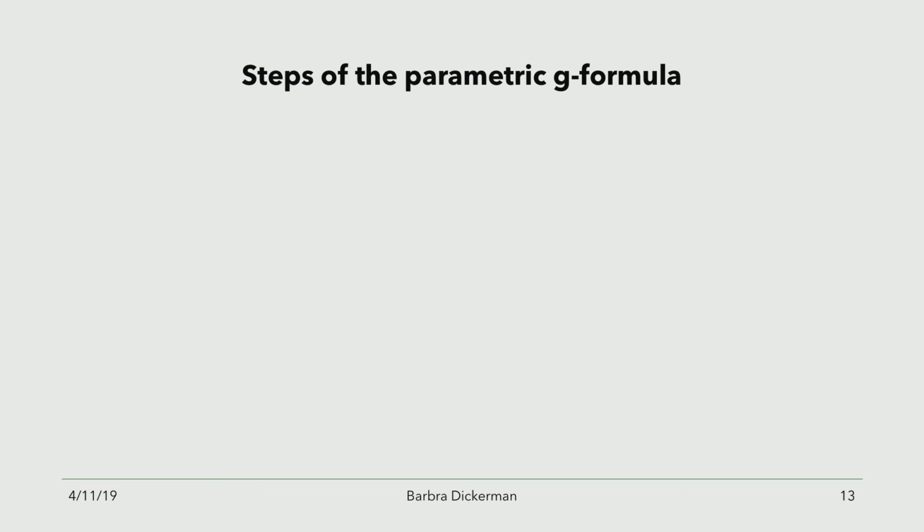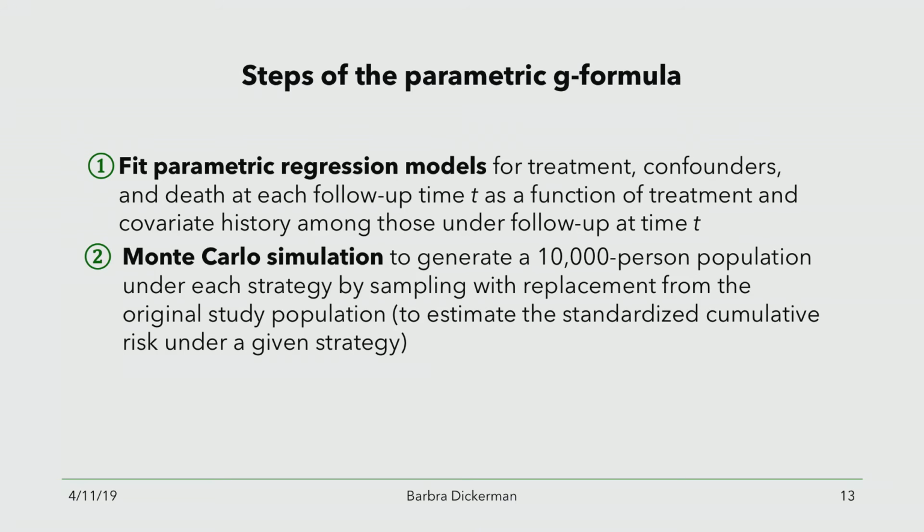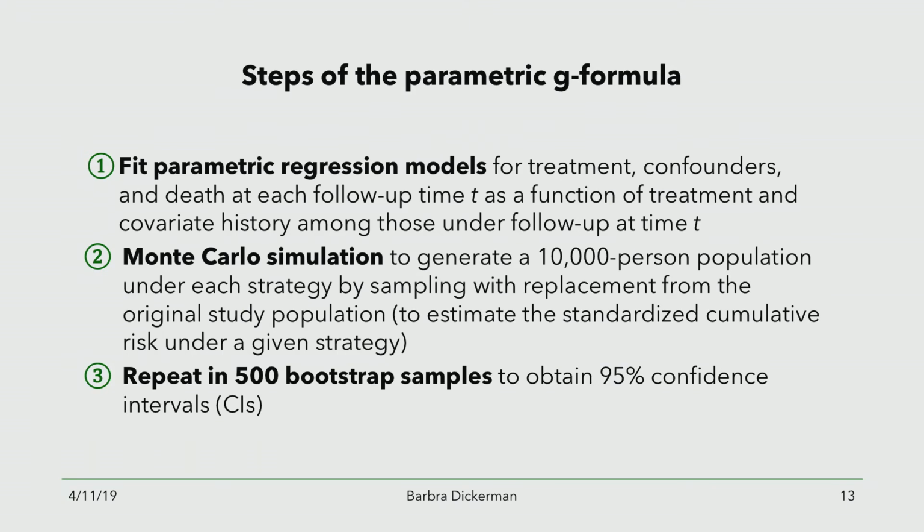So practically, how do we do this? So the first thing we do is we fit parametric regression models for all of the variables that we're going to be studying. So for treatment, confounders, and death at each follow-up time. The next thing we do is Monte Carlo simulation, where essentially what we want to do is simulate the outcome distribution under each treatment strategy that we're interested in. And then we bootstrap the confidence intervals.